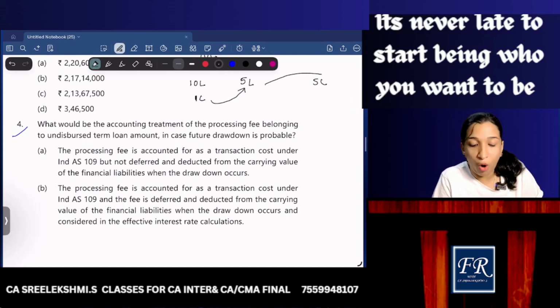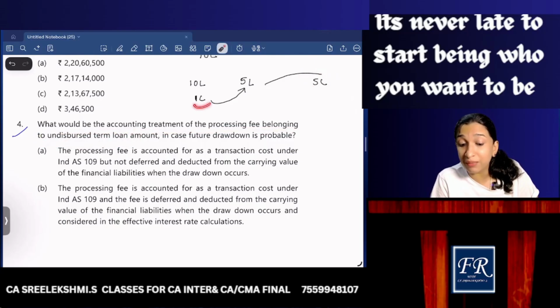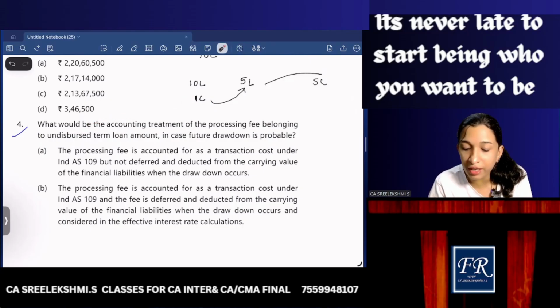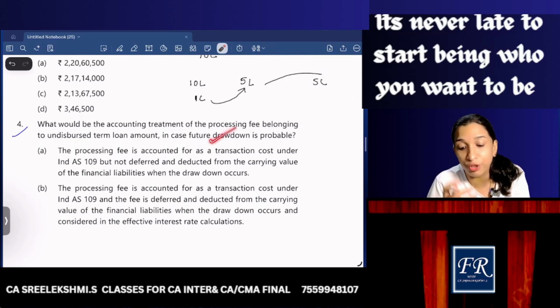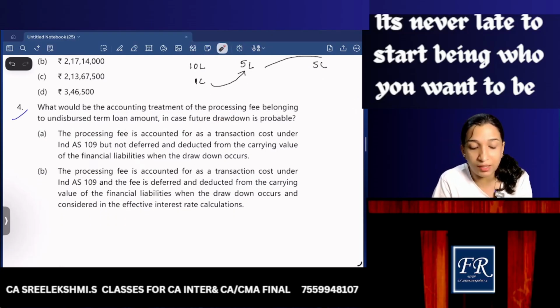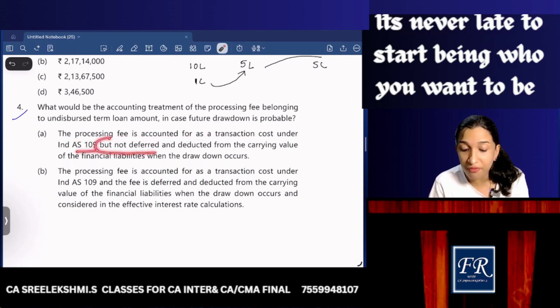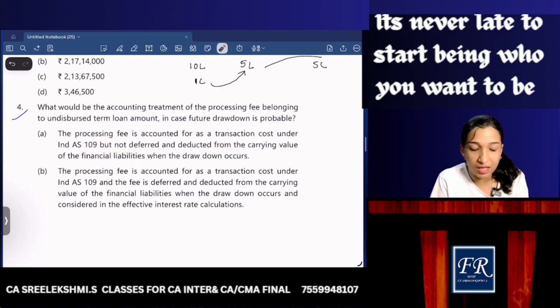So here, what would be the accounting treatment of processing fee belonging to undisbursed term loan? Which means if 5 lakhs is not withdrawn, what is the treatment of that processing fee? Future drawdown is probable, means in future it is likely that you will withdraw the amount. A loan is already sanctioned and you can withdraw the amount in future. Then what is the accounting treatment? What are the options given? The processing fees is accounted as transaction cost under Ind AS 109, but not deferred and deducted. No, it will be deferred and deducted from the carrying value of financial liabilities.